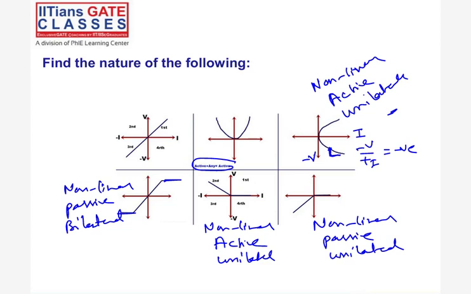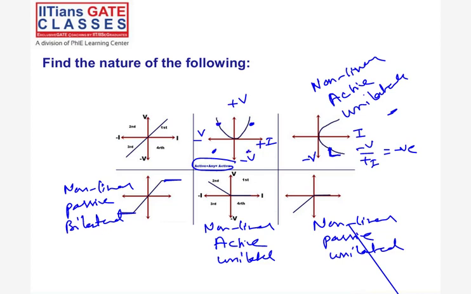Can we say that it's bilateral then? No, bilateral in the sense that the voltage and current should be opposite. If I see this point, I have to see the fourth quadrant. If I see this point, I have to see this quadrant. Both voltage and current should be opposite. Okay. All right.